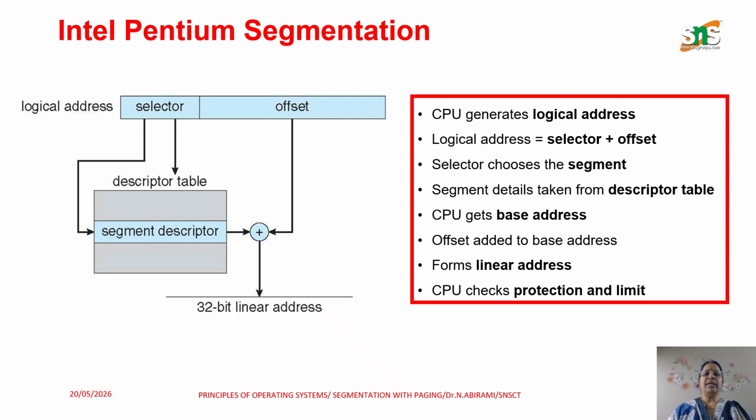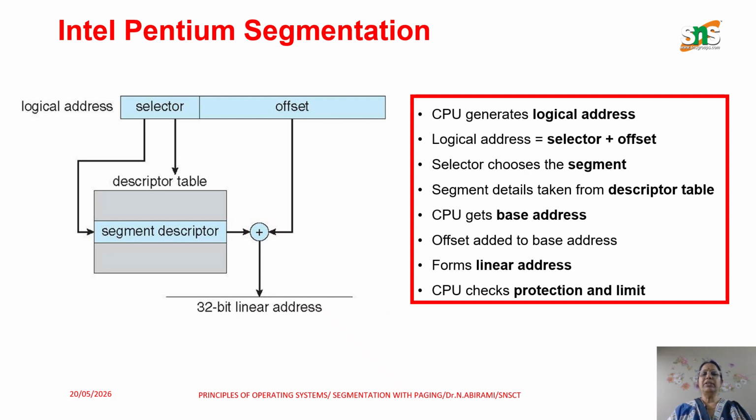A program does not directly generate a linear address. Instead, the CPU forms a logical address which is made up of two parts, a selector and an offset. The selector identifies which segment to use. It indexes into a descriptor table, either the global descriptor table (GDT), which is shared among all processes, or the local descriptor table, which is private to a process, where each entry is a segment descriptor.